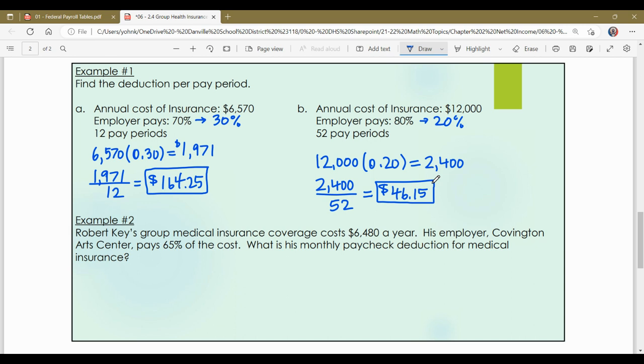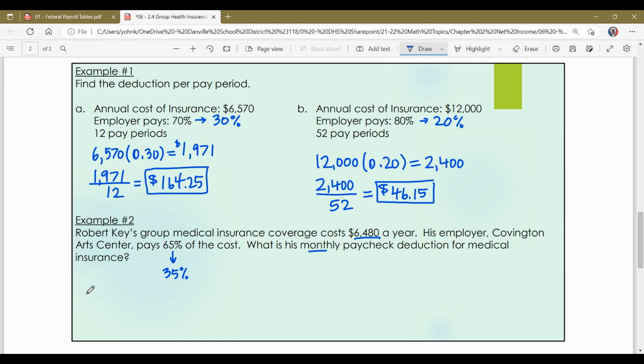Robert Keyes' group medical insurance coverage costs $6,480 a year. His employer, Covington Arts Center, pays 65% of the cost. What is his monthly paycheck deduction for medical insurance? Okay, well, if the employer pays 65%, then we're going to do 100 minus 65, or 35% we have to pay.